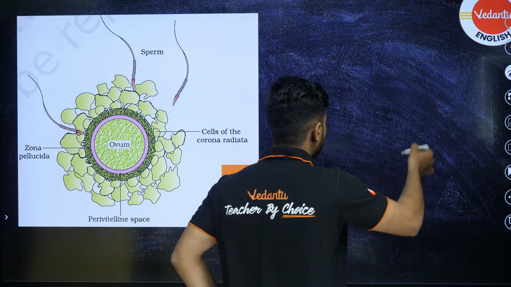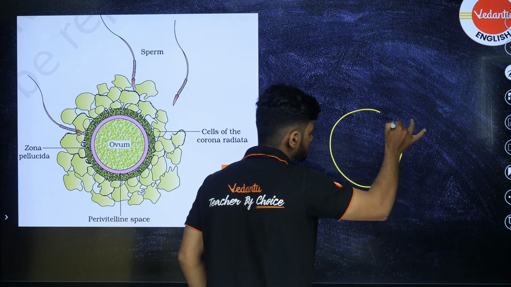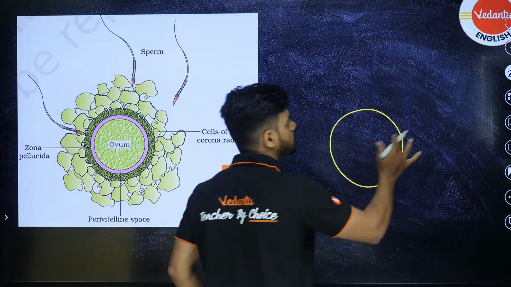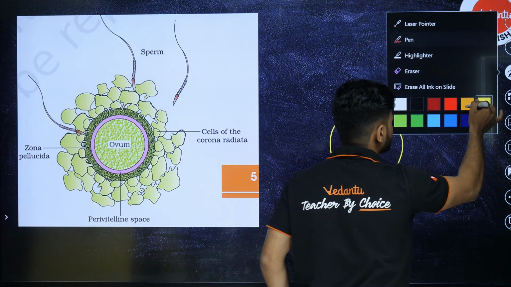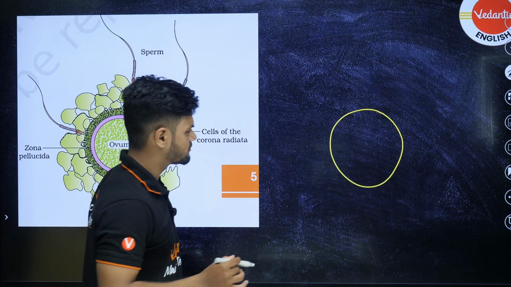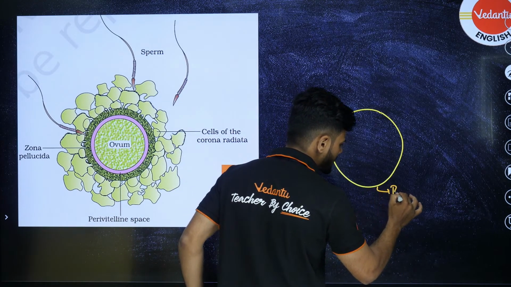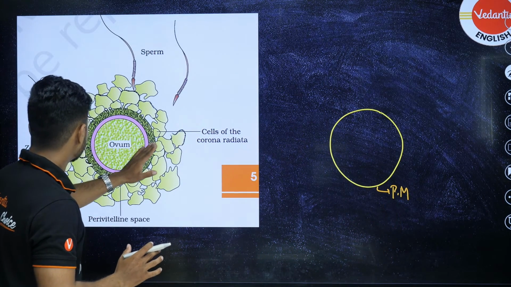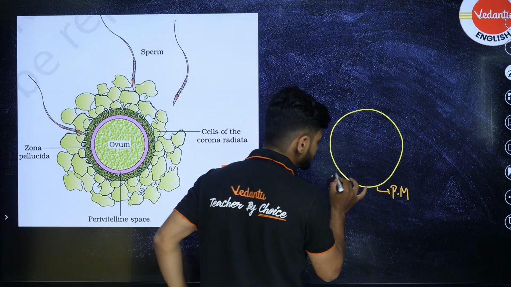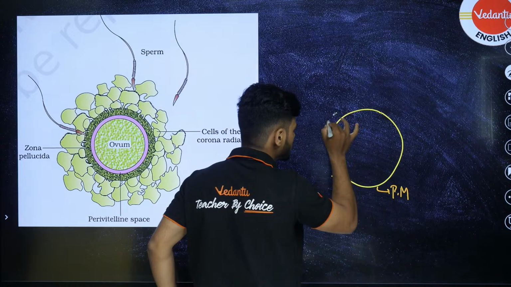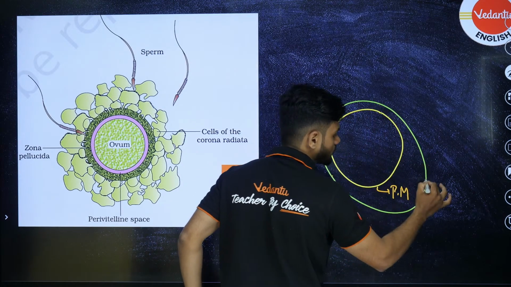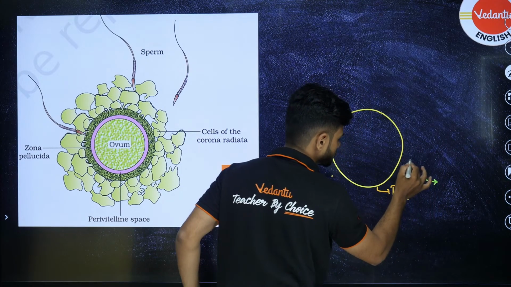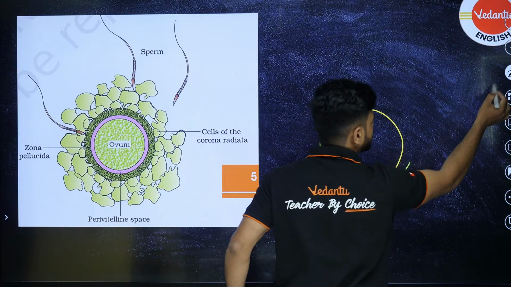Now students, this is the ovum. There are many layers around it. First of all, for example, this is the plasma membrane. Then there is a zona pellucida layer. Then there is... one second, let me draw it properly.